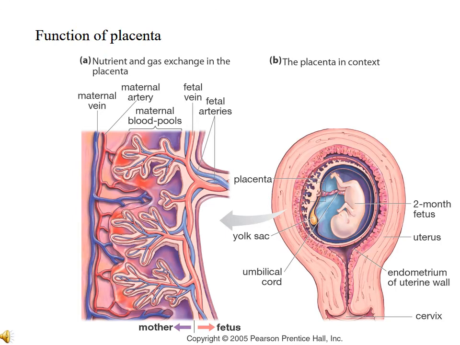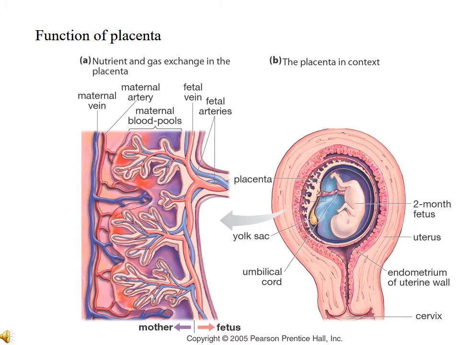So once implantation takes place, we go through the process of the development of the embryo. Now, the embryo develops during the first 2 months. After 2 months, we have a fully developed embryo, and now we refer to it as a fetus. So, after 2 months, the embryo is now a fetus.